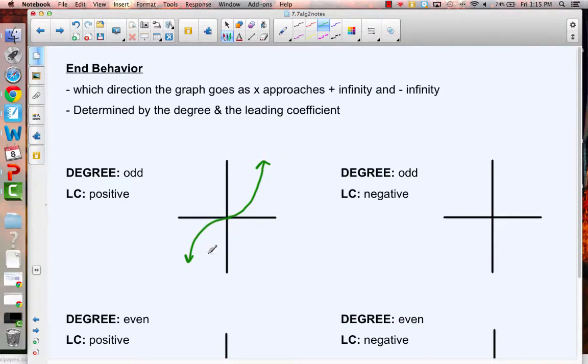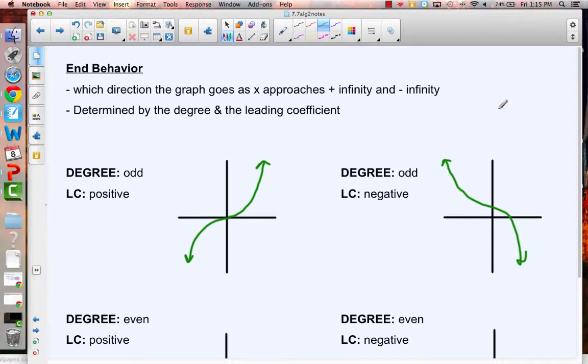Right now, what's in the middle is going to change because maybe you have 3 curves in here, or maybe you have 5 curves in here. But what's going to happen at the end will always be the same. So when it's odd and positive, it's going to go all the way up to the right and all the way down to the left. If it's odd and negative, it just flips. So the degrees are both odd. Now we just have opposite signs. So this time, going to the left, it's going to go up all the way, and going to the right, it's going to go down.